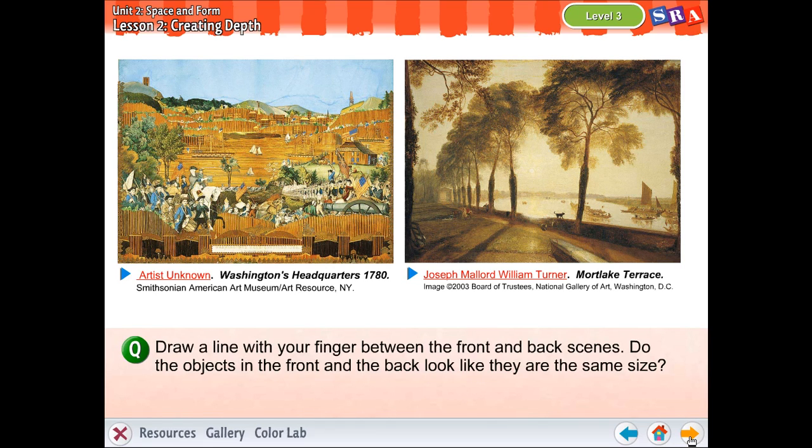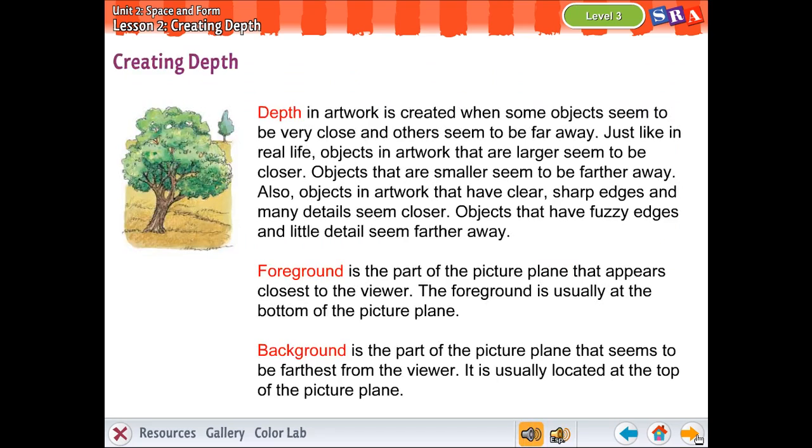Draw a line with your finger between the front and the back of the scene. You take your finger and you go from front to back, and they converge. Converge means going from largest to small, okay? Remember, take your finger, go from the front of the scene all the way to the back. Do the objects in the front and the back look like they are the same size? No, not at all. So let's check it out.